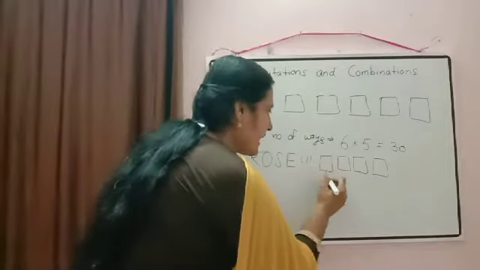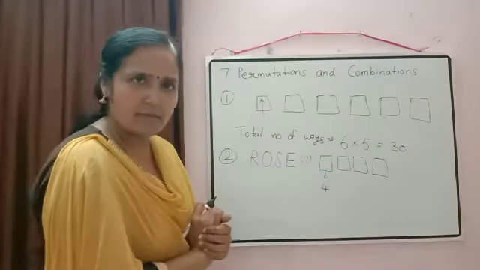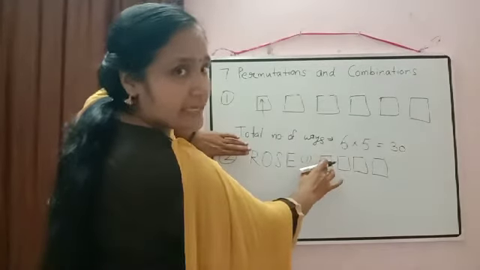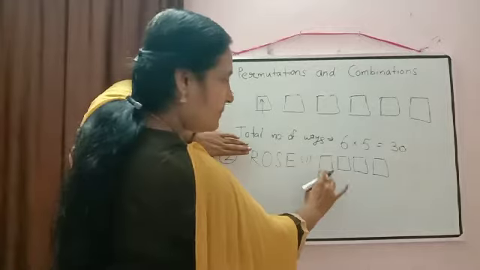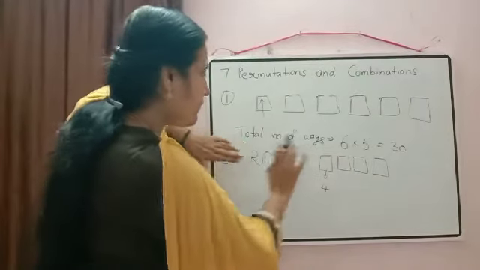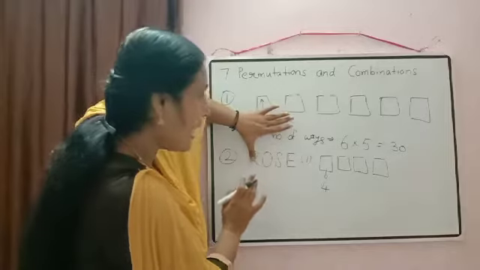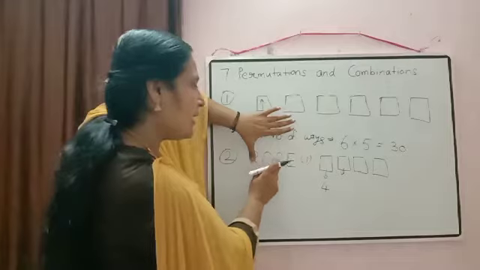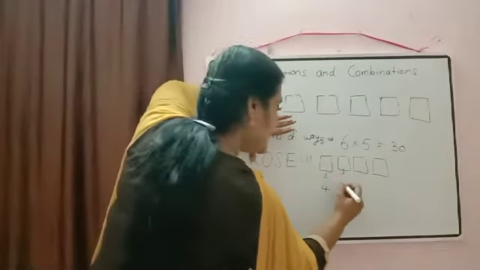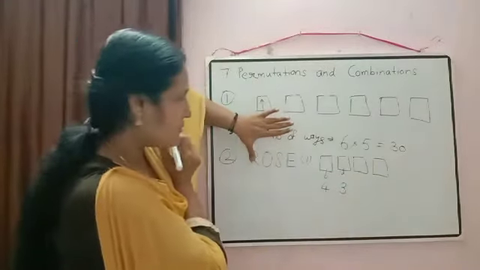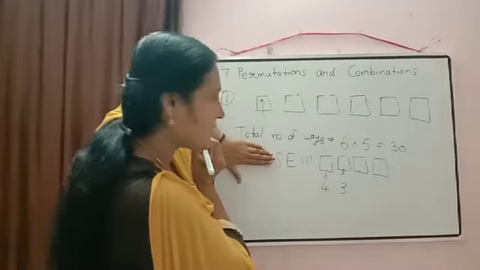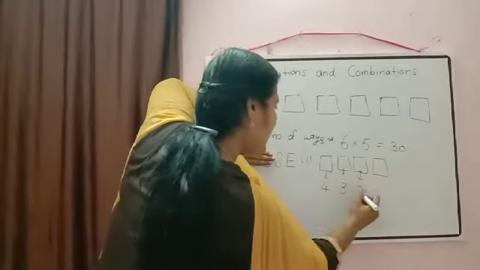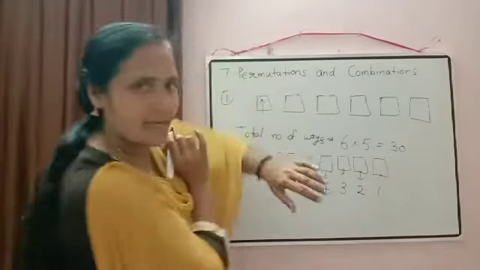So this place can be filled in 4 ways. So suppose I have filled R here. So 1 letter went. Now for this place, remaining how many letters are there? 1, 2, 3. So this place, 3 letters are available for this place. So these 2 places filled. Now for the remaining one, only 2 are available, and for the last one only 1 letter is available.